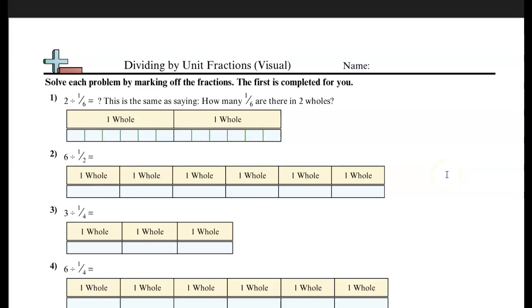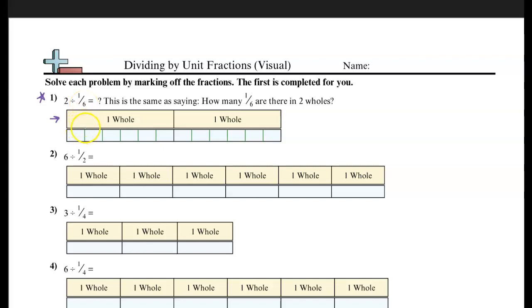All right, dividing. We're going to start off by dividing by unit fractions with a visual. So on the very top of the page, we have a worked out example. So problem number 1 is worked out for us. It's taking the whole number 2. Notice that we have 2 represented with complete rectangles at the top. So we have 2 wholes, and we're dividing by 1/6.